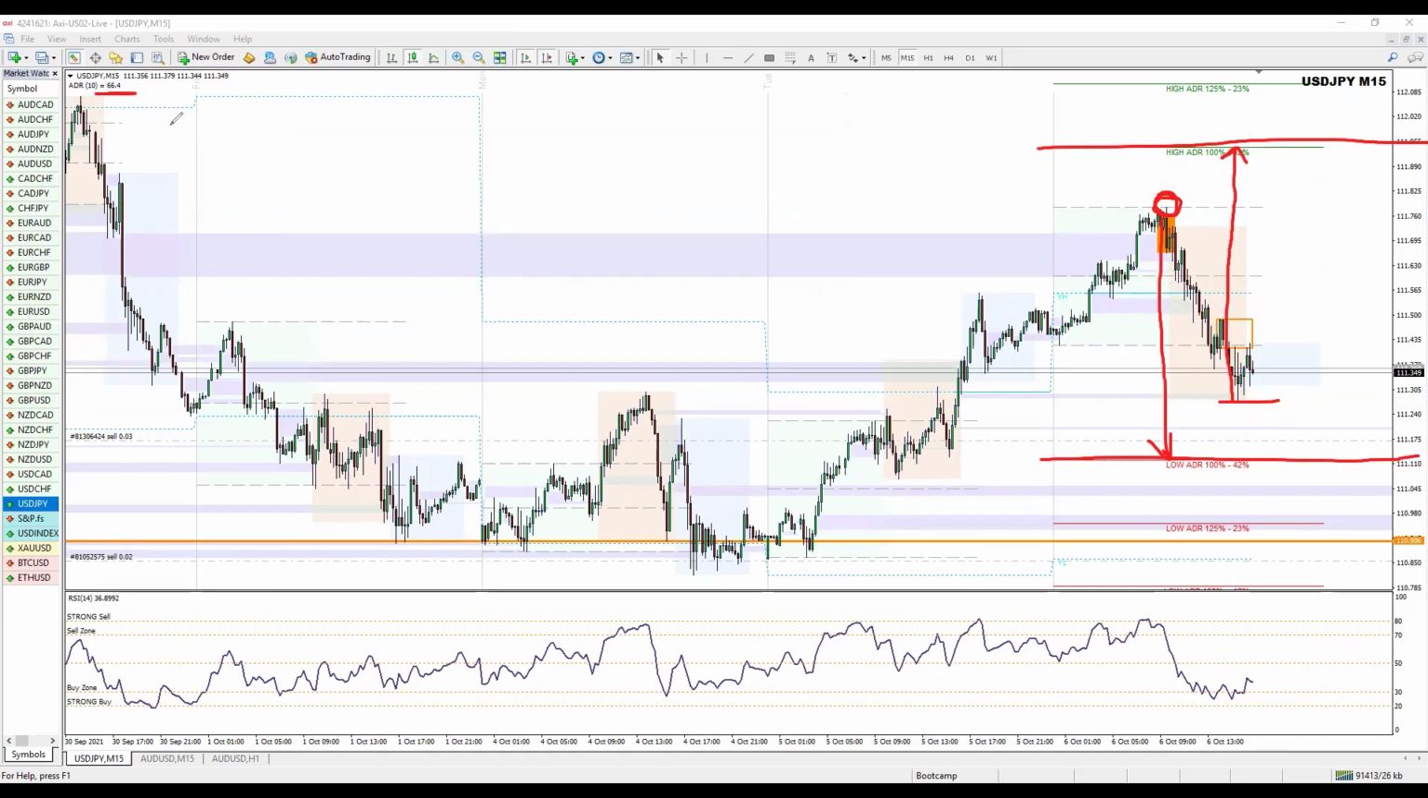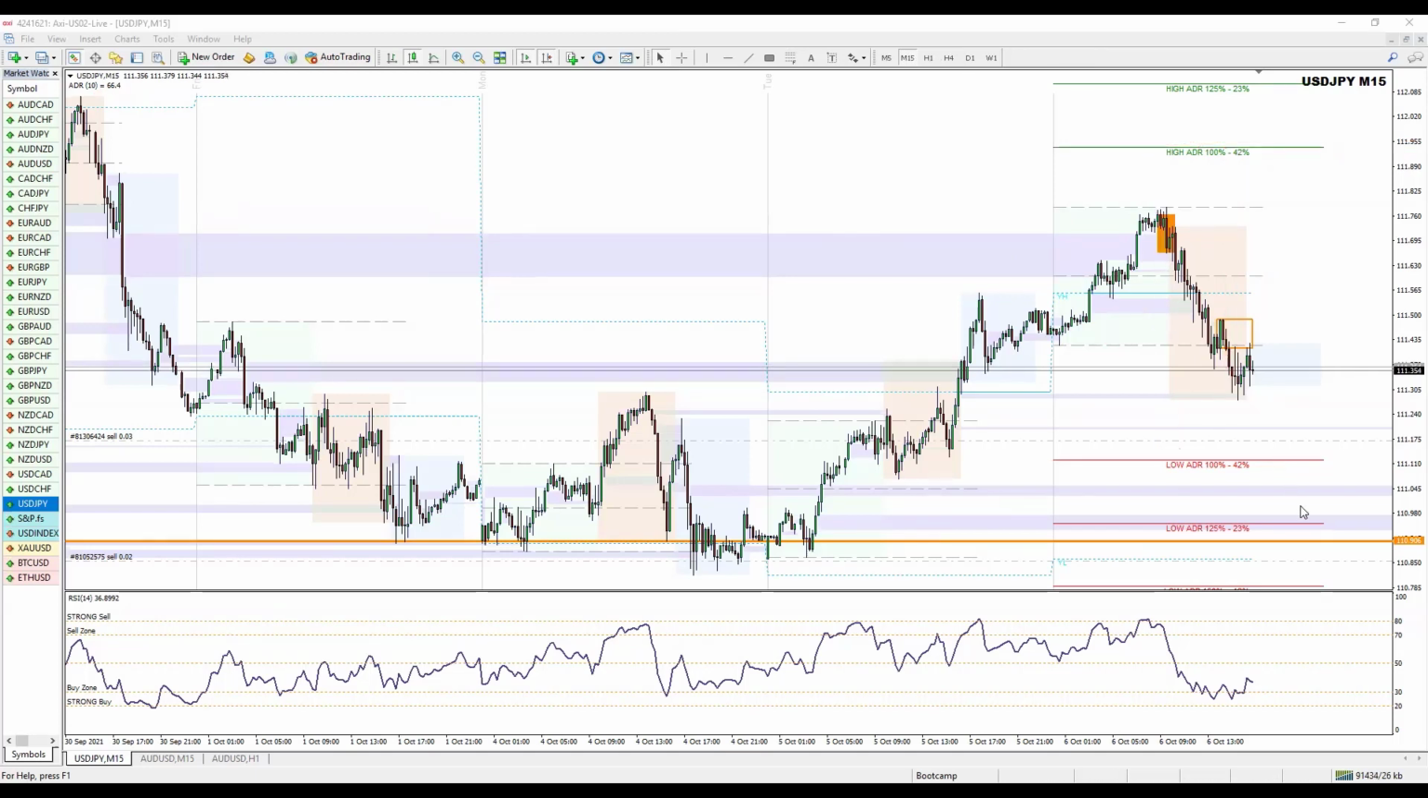So this is 66. So what that will be is 66 pips away from the low. That will be 66 pips away from the high. And these will move dynamically during the day. Okay, so as price pushes down, this ADR line will come down with it.